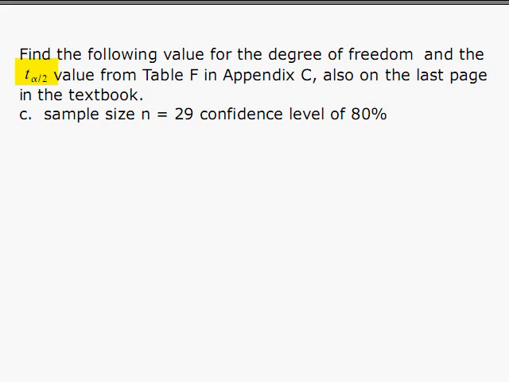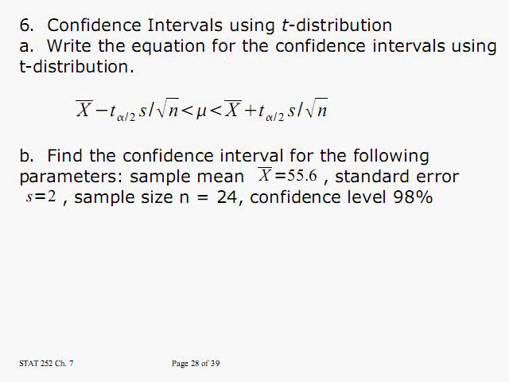So if the sample size is 29, then you know that the degrees of freedom is 28. And you want a confidence level of 80%, so you look under the 80% column down to where the degrees of freedom equals 28, and from that you will find the value of t alpha over 2. And now you could work out a confidence interval using a t-distribution.